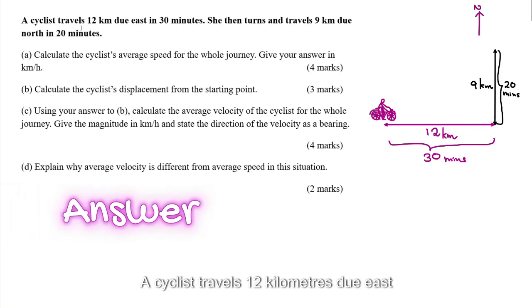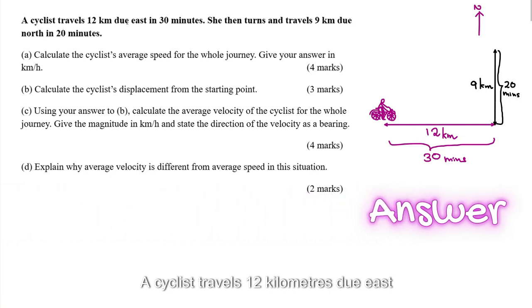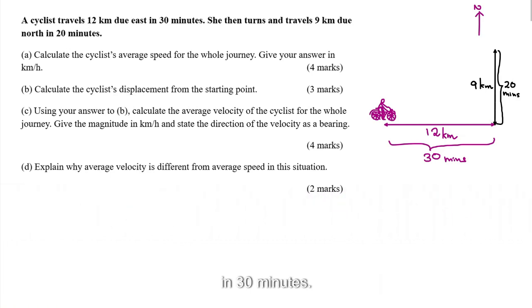A cyclist travels 12 kilometers due east in 30 minutes. So you can see 12 kilometers due east in 30 minutes. She then turns and travels 9 kilometers due north in 20 minutes. Calculate the cyclist's average speed for the whole journey.